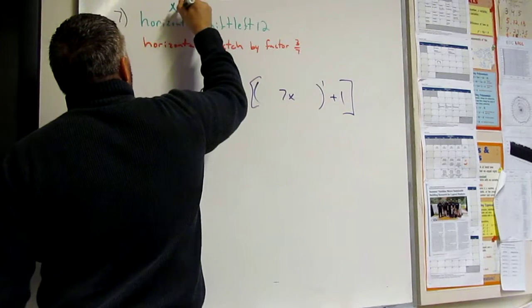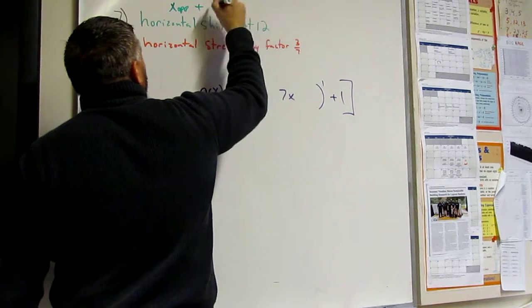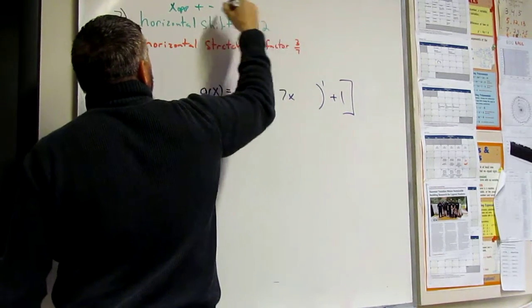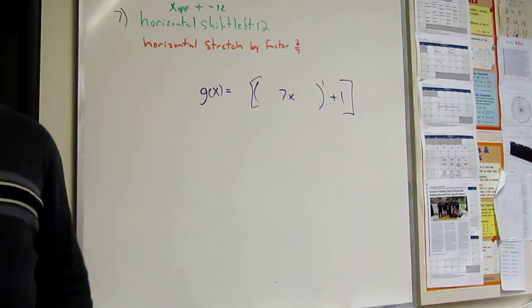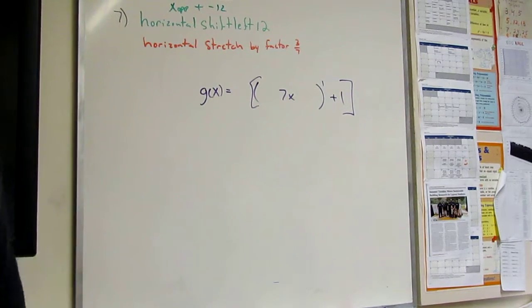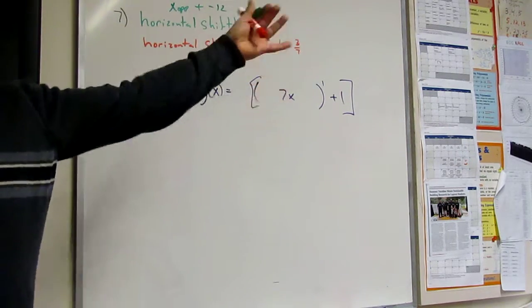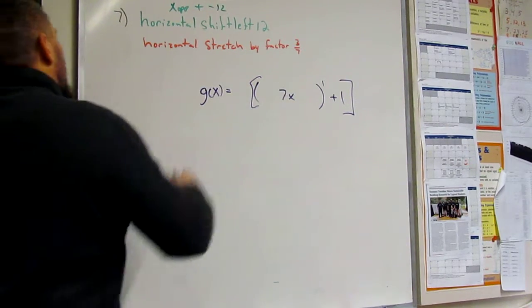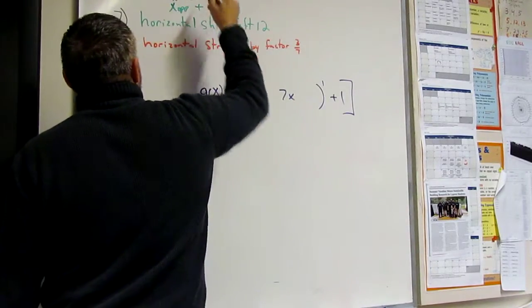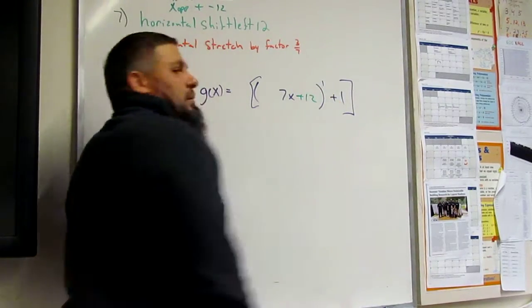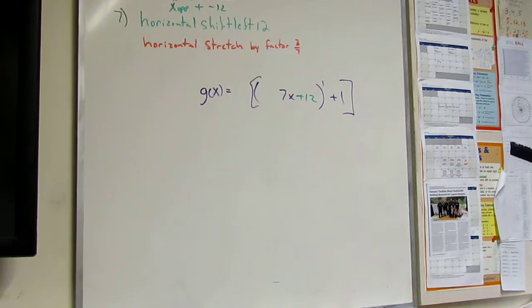All right, so horizontal shift. That means x opposite plus minus, left is minus 12. Okay? What's opposite of minus 12? Plus 12. That's it. Okay?